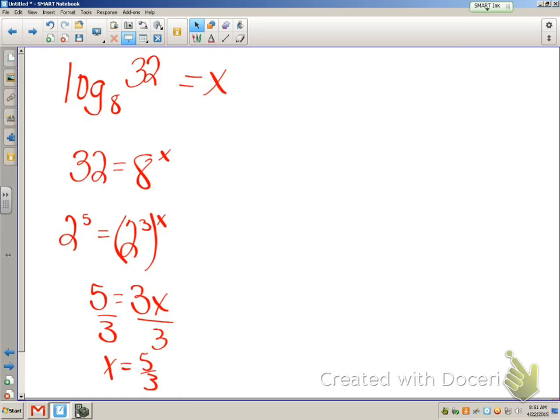Now, previously this year, we learned that a power raised to a power, we multiply those. So I know if they both have base 2, this one's raised to the 5th, that this has to be equal to 5. So 5 is equal to 3 times x. I divide both sides by 3. That becomes 5 divided by 3, or just 5/3, is equal to x.